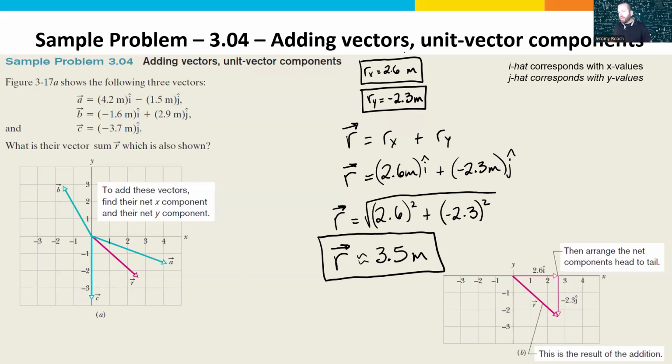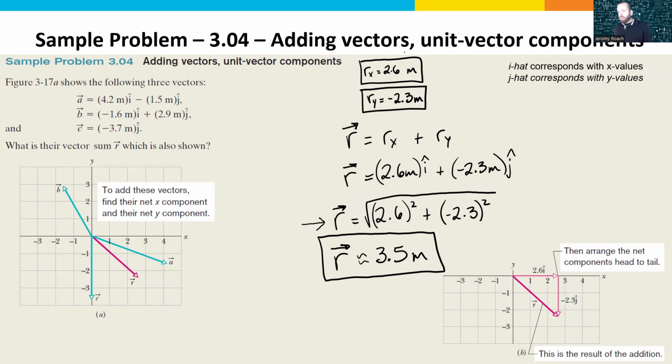Now that we have those vector components, we can start talking about vector R, which is this pink vector. We're going to use our same equation, essentially the Pythagorean theorem. Vector R is the square root of the sum of the squares of the X component and the Y component of vector R. So we get 2.6 squared plus negative 2.3 squared. We square root it and we get a value of close to about 3.5 meters. So that's for vector R there.